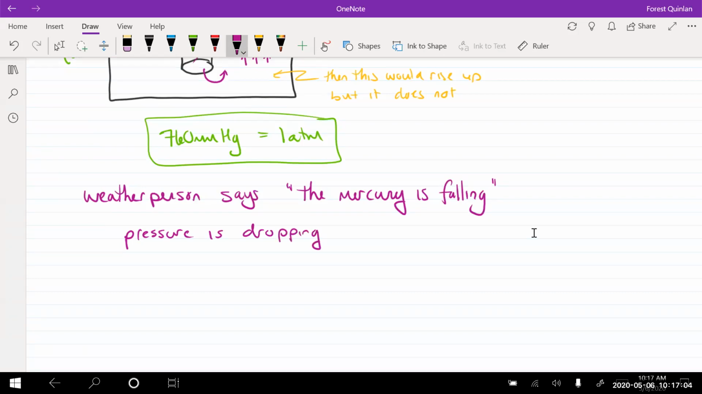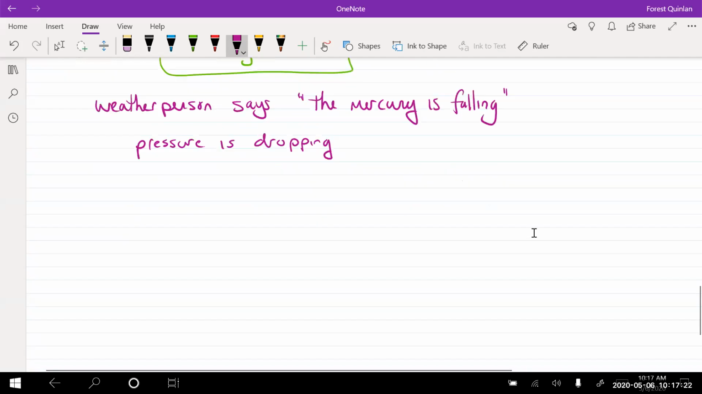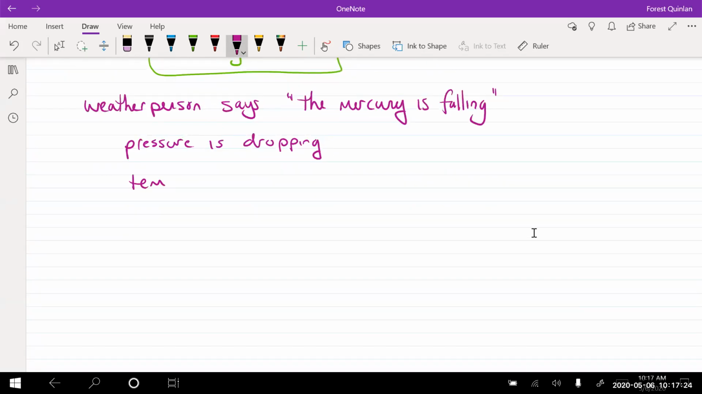Now, for anybody who's been in the Midwest, they'll know what I'm talking about next, especially if the pressure drops incredibly quickly, they know there's a problem coming. Usually something bad, and the temperature follows suit. The pressure is dropping, and the temperature follows.